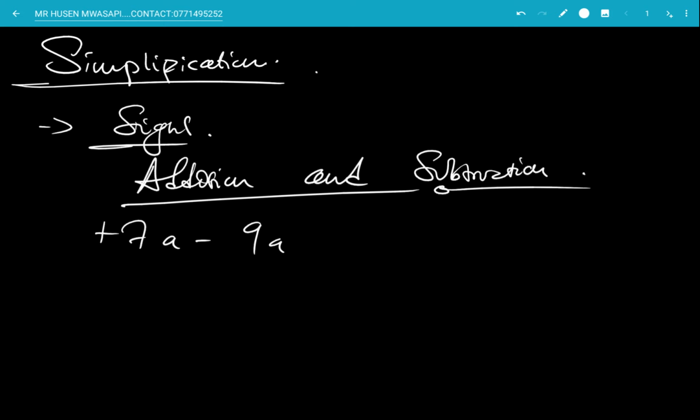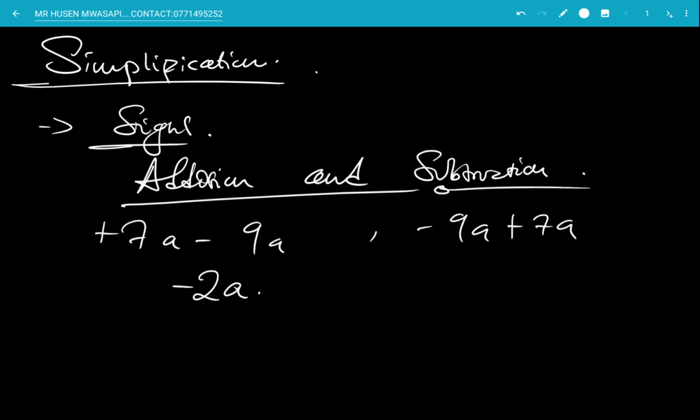So if you subtract 7 from 9, you get a 2. Now remember, this is the terms of a. So it's going to be 2a. Now, the answer will always have the sign of the bigger number. As a result, you have negative 2 what? A. You might also have a statement that could be written as negative 9a plus 7 what?